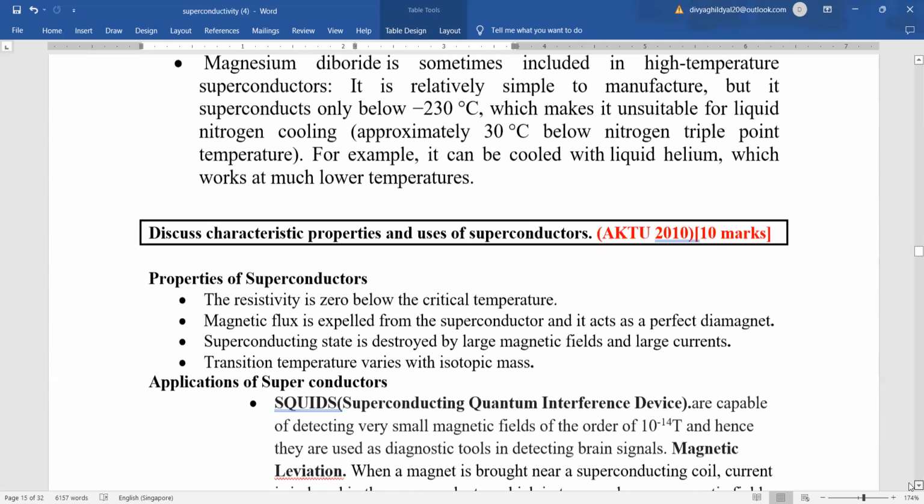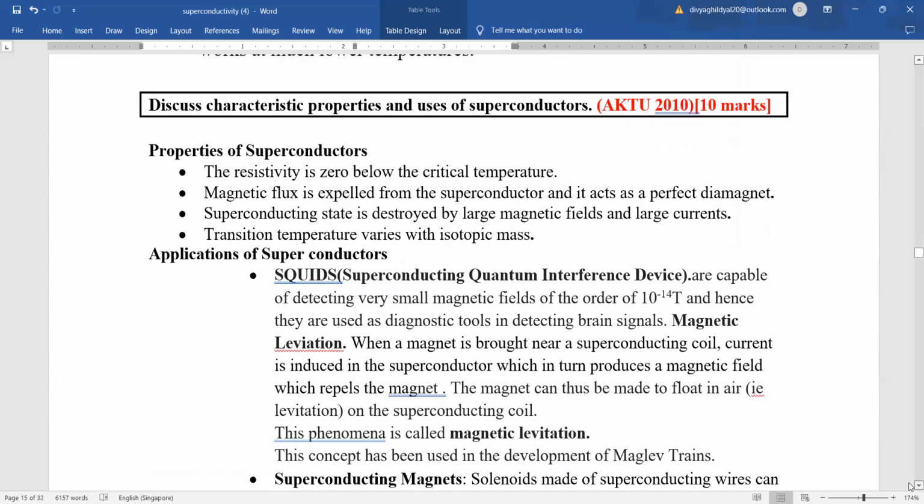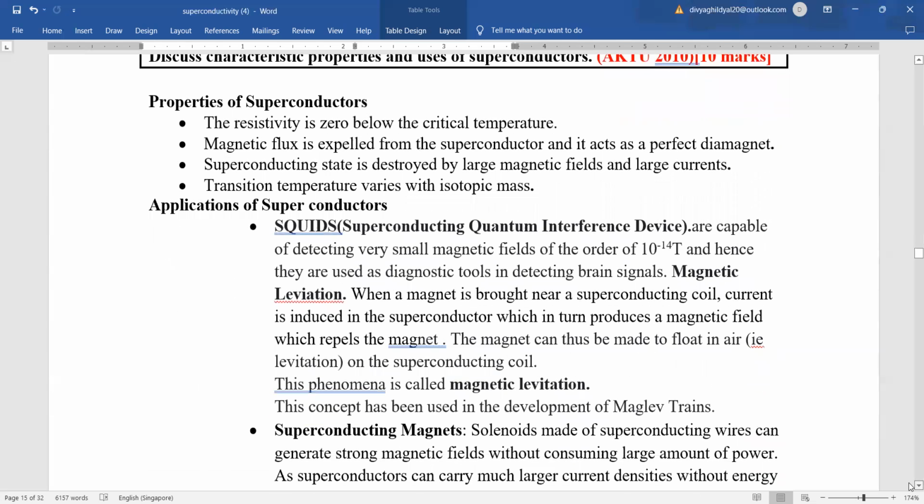The properties and uses of superconductors. The biggest property of a superconductor is zero resistivity below the critical temperature. Magnetic flux is expelled from the superconductor and it starts behaving as a diamagnet. The superconducting state is destroyed by large magnetic fields and large currents. Transition temperature varies with isotopic mass.